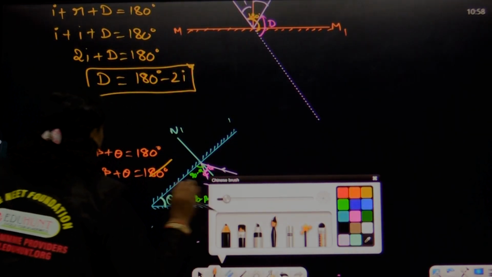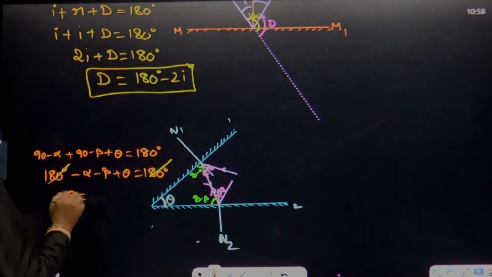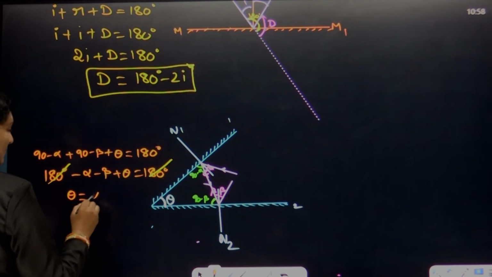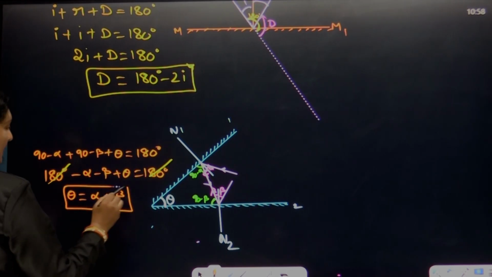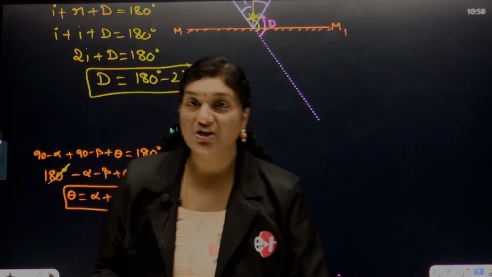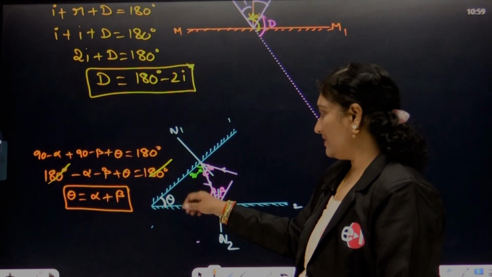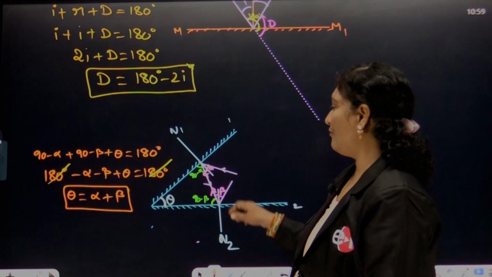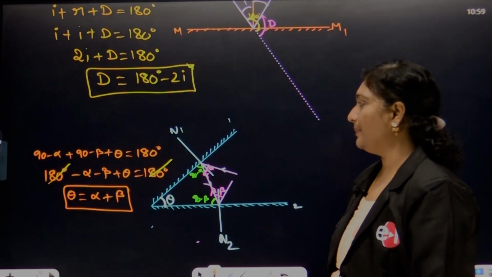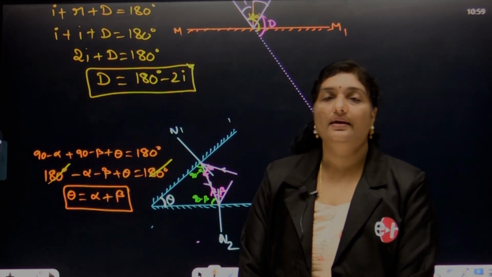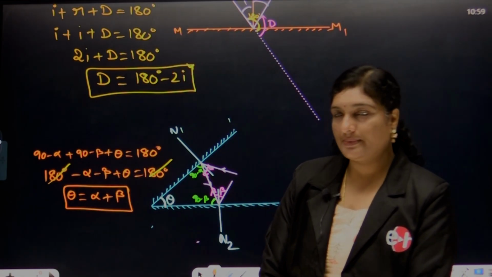So if you carry this minus alpha and minus beta to the other side, keeping the theta here itself, minus alpha moving to the other side will become plus alpha and minus beta moving to the other side will become plus beta. Hence, the relation between the angle of inclination, the angle between the two mirrors, and the angles of incidence on the first mirror as well as the second mirror, that is alpha and beta, is given by theta equals alpha plus beta. Okay, I hope the concept is clear, children.